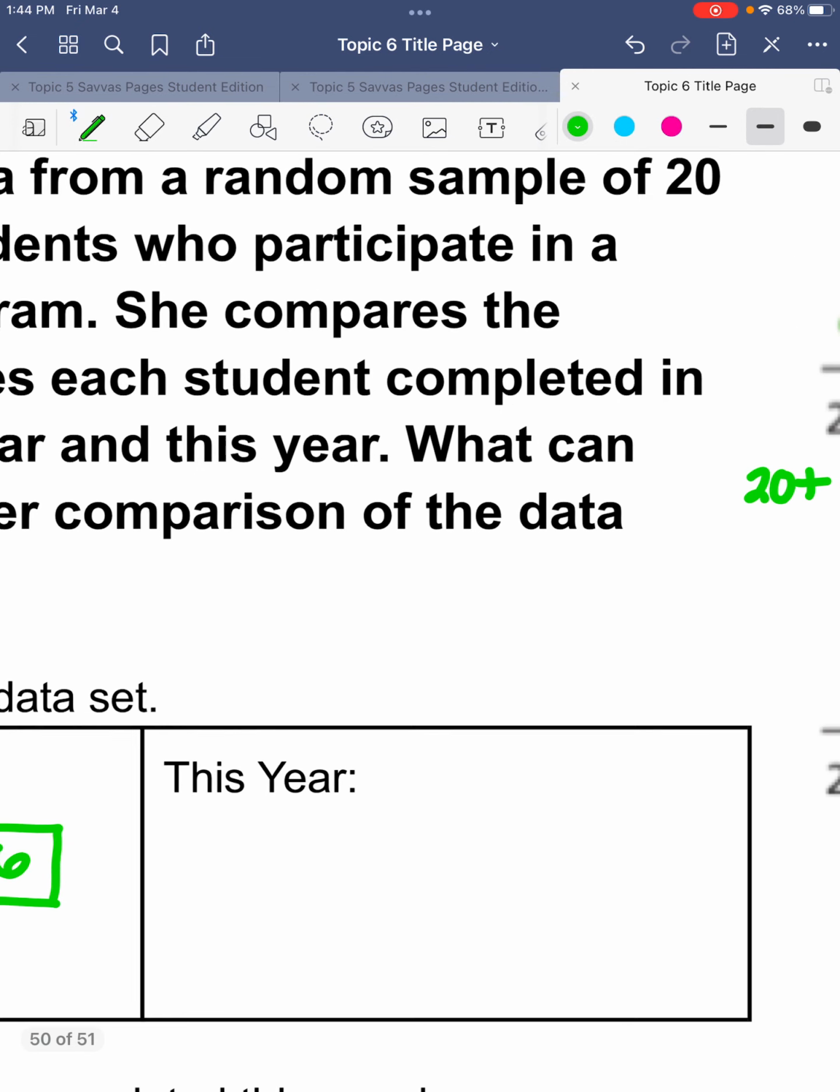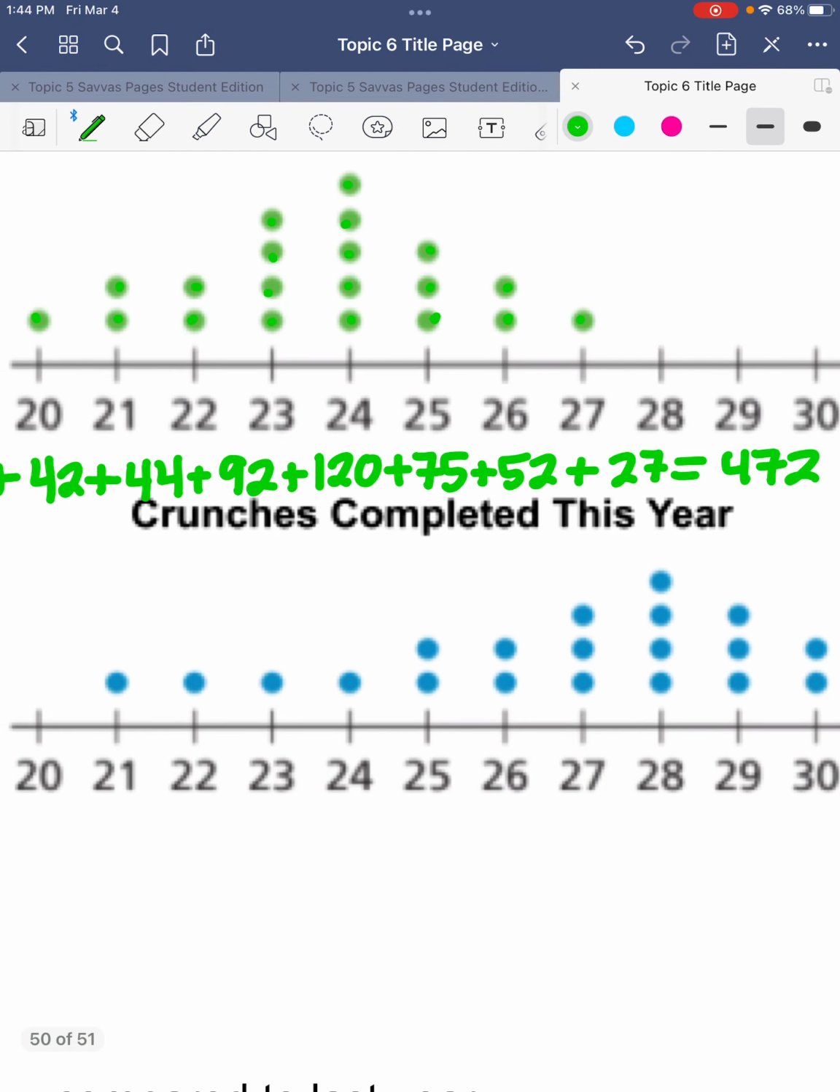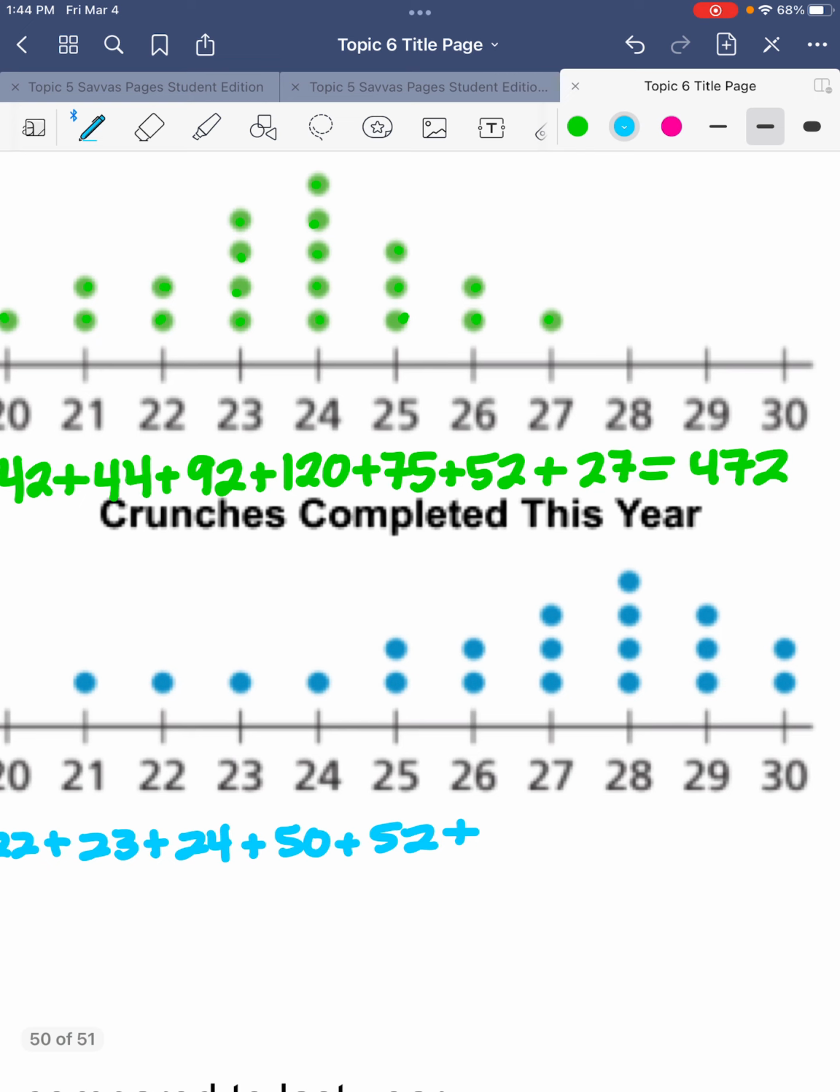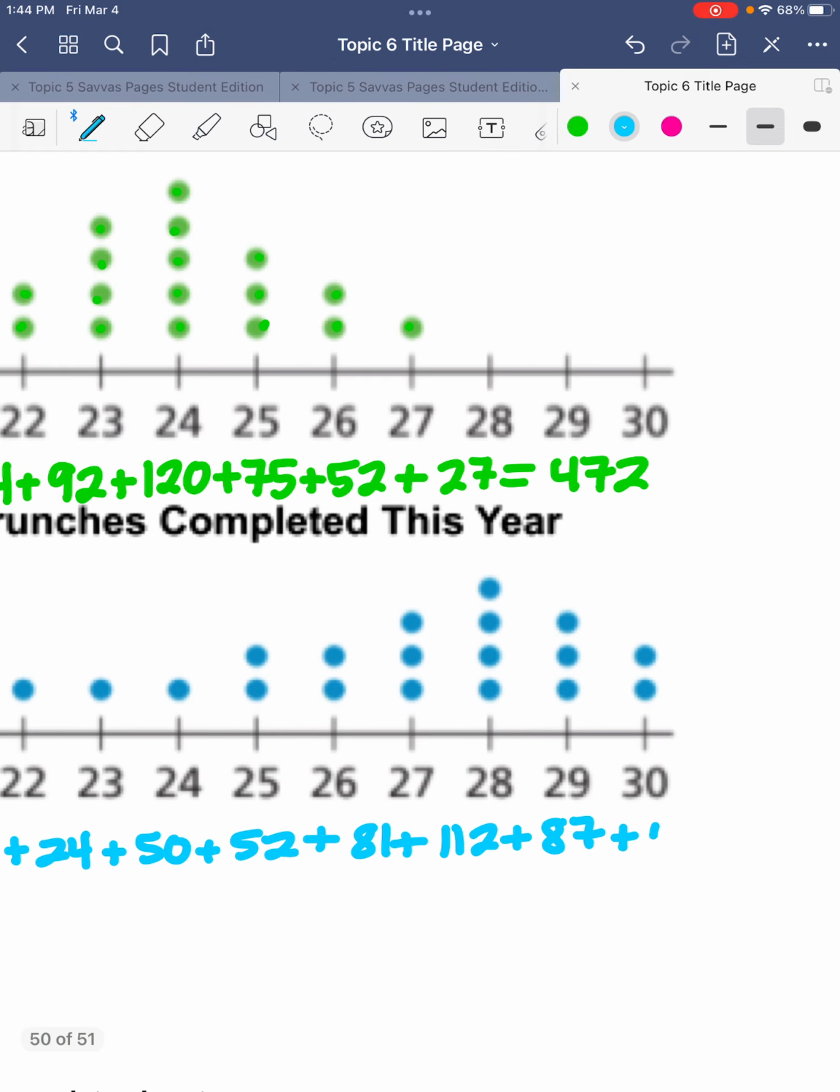Now let's look at the mean for this year. My first few data points are kind of standalone data points. So I've got 21 plus 22 plus 23 plus 24. Then I've got 2 times 25, which is 50. 2 times 26 is 52. 3 times 27 is 81. Then I've got 4 times 28, which is 112. I've got 3 times 29, which is 87. And I've got 2 times 30, which is 60.